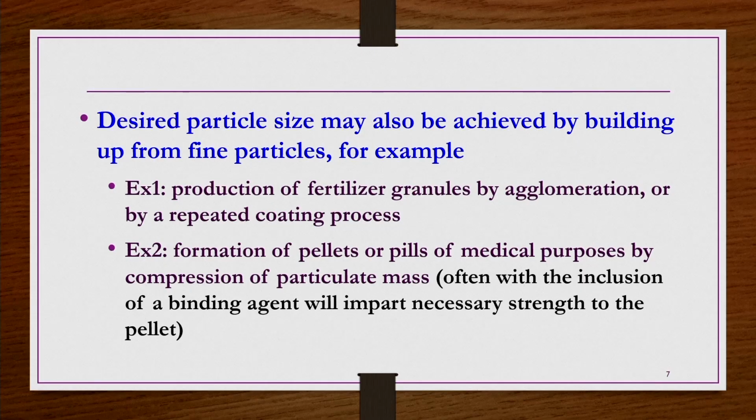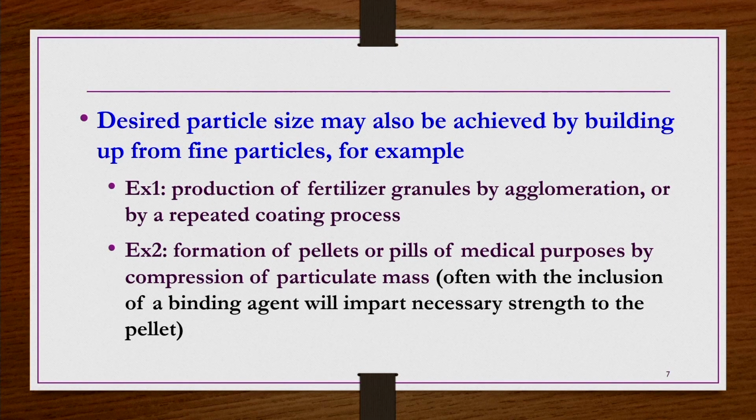Then there is the formation of pellets or pills for medical purposes by compression of a particulate mass. Especially in pharmaceutical industries, we see tableting. Tablets consist of several particles, and one cannot take those particles as they are. So, briquetting or tableting is done by compressive action. That is one of the size enlargement methods that we are going to see. Here we can have a binding agent along with these particles. That binding agent will give strength to the material, and then one can have the tablet.